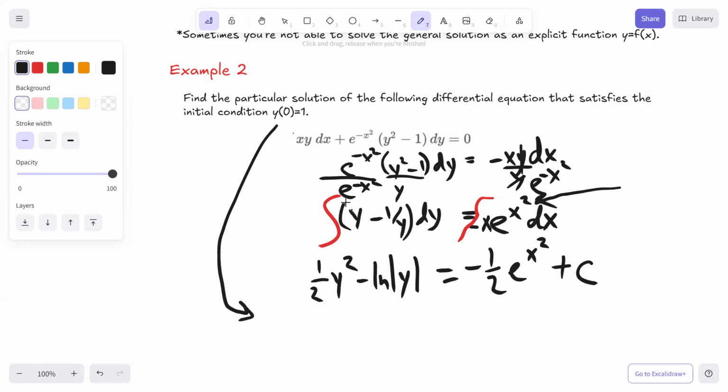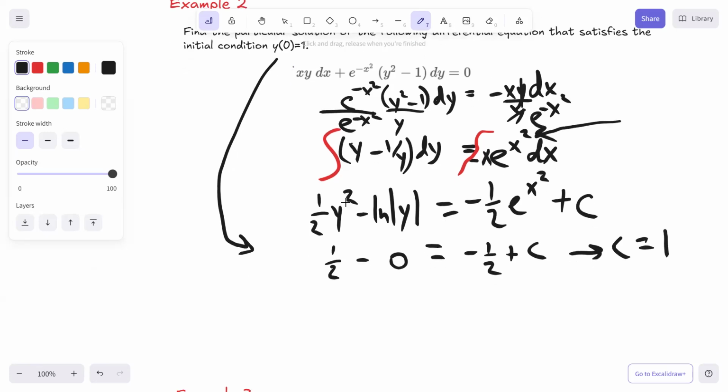So the y value is going to be 1, which would make this 1/2 minus 0 equals negative 1/2 plus c, because if you plug 0 in for x, you would have e to the 0, which is 1, times the negative 1/2. So this implies that c equals 1.